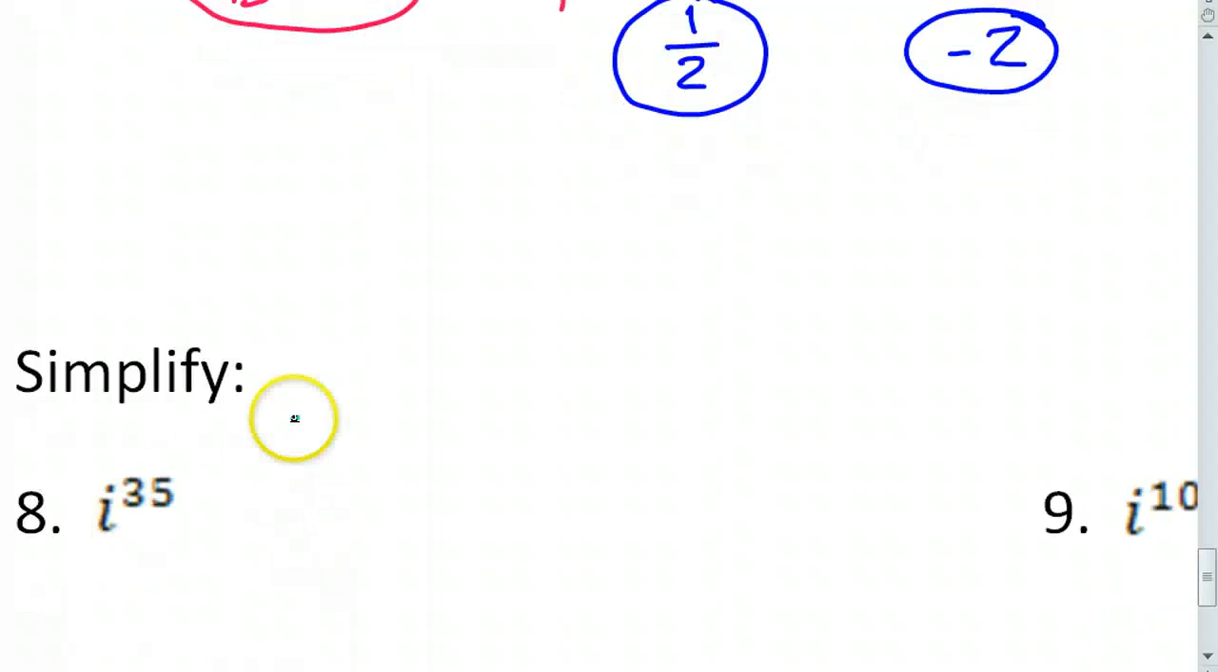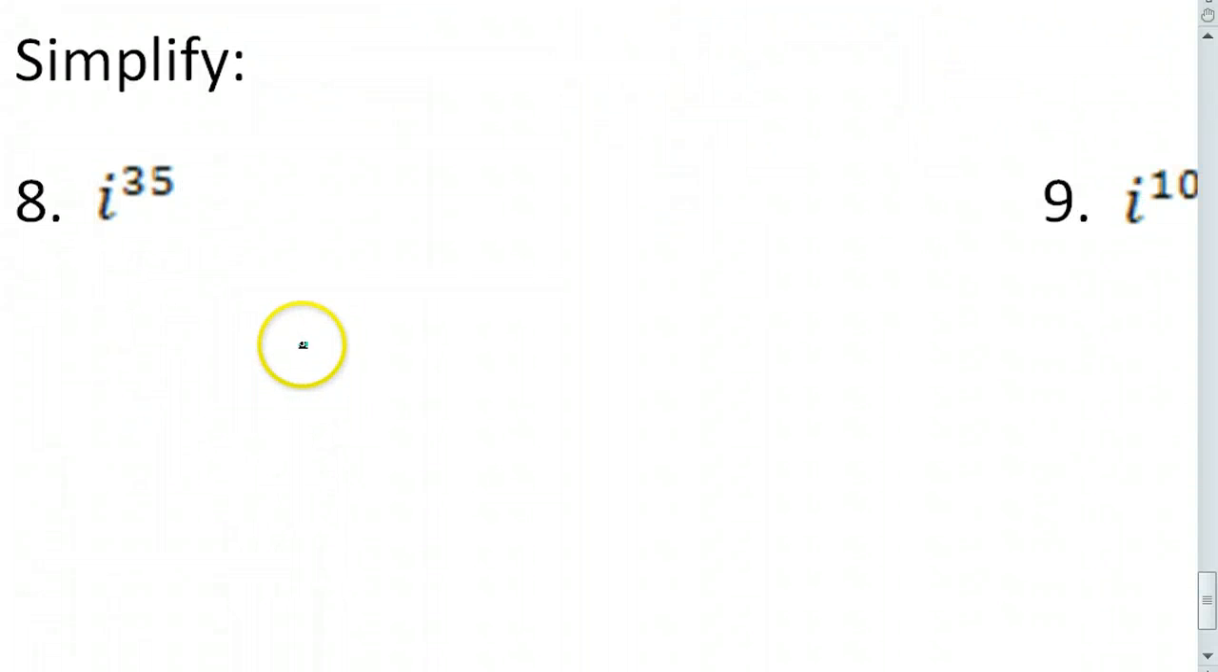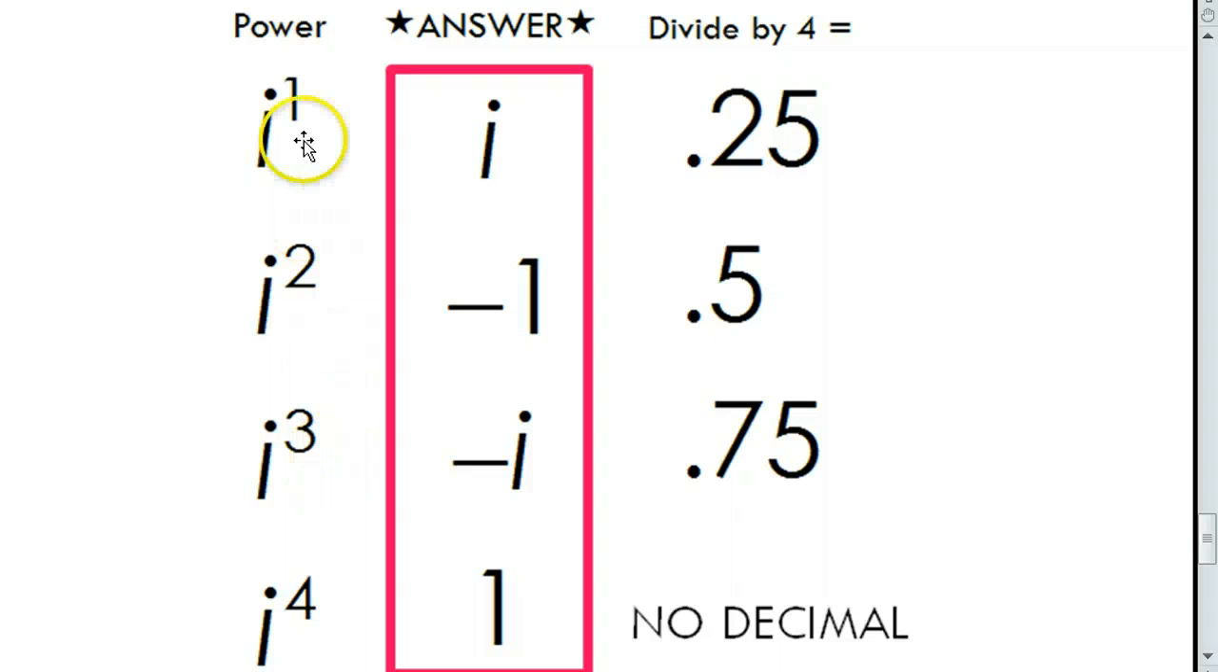Now let's look at these last few problems. We're going to use a shortcut for these. If you have i to any power, there are only 4 possible ways that it will simplify. It either boils down to i, -1, -i, or 1. Those are the only 4 possibilities. And here's how you know.